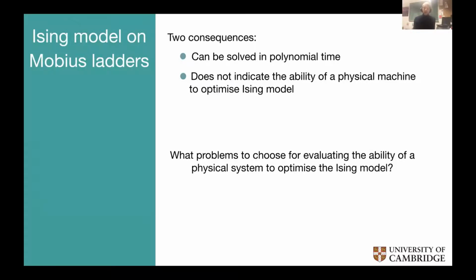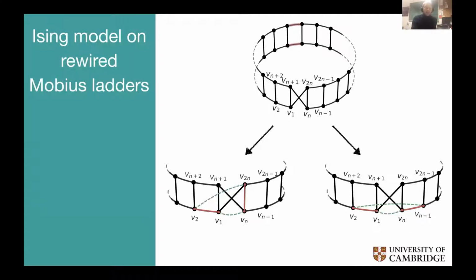minimum of such graphs. So then the question is, okay, the graphs that we used over the last few years may not be as suitable for demonstrating great optimization capabilities of a particular physical system. And so what should we consider then? Well, since the Mobius ladders were already in use for a while, we can consider rewiring of these graphs. And it turned out that rewiring only 2 edges is actually enough to break this dependence of the ground state correspondence to the eigenvector of the largest eigenvalue of the coupling matrix.